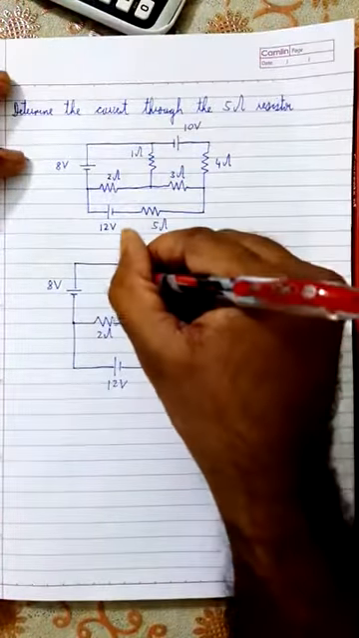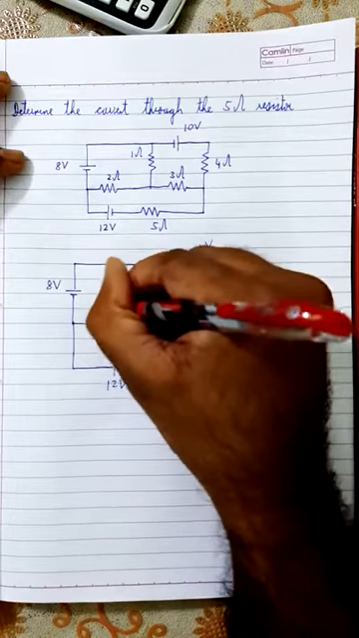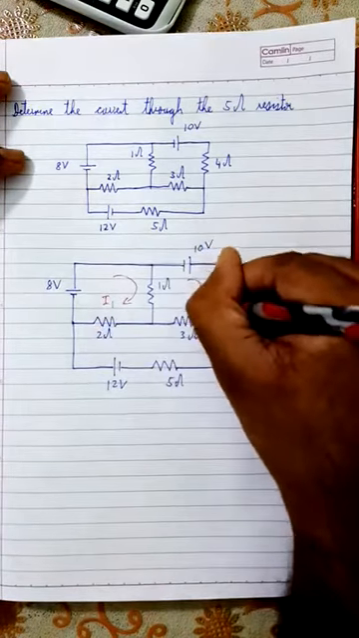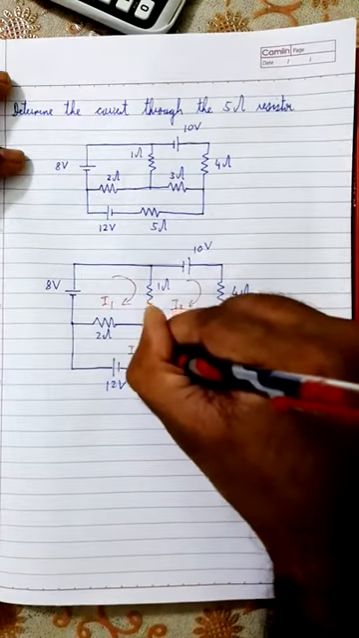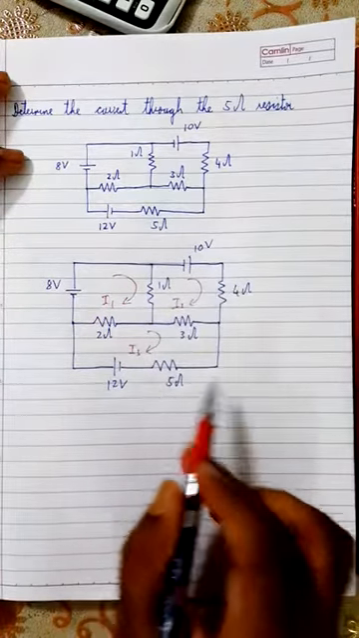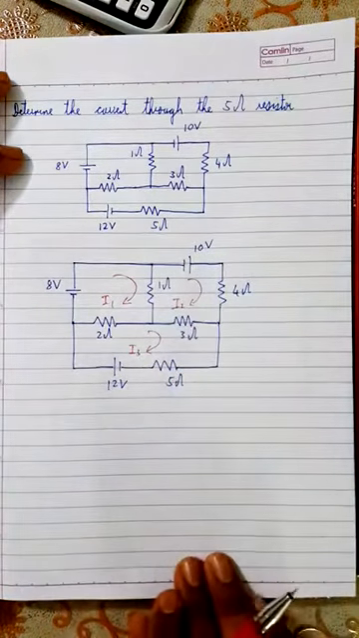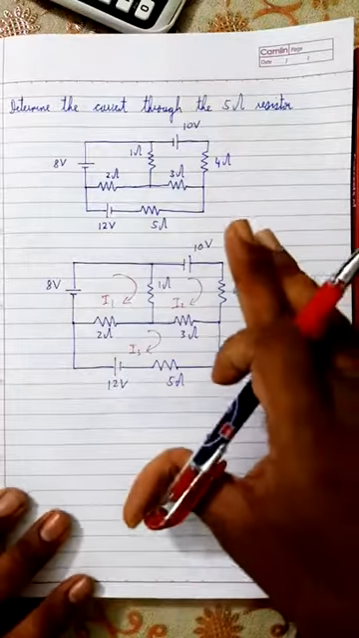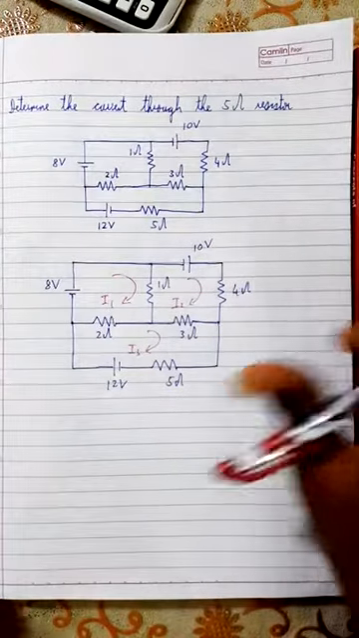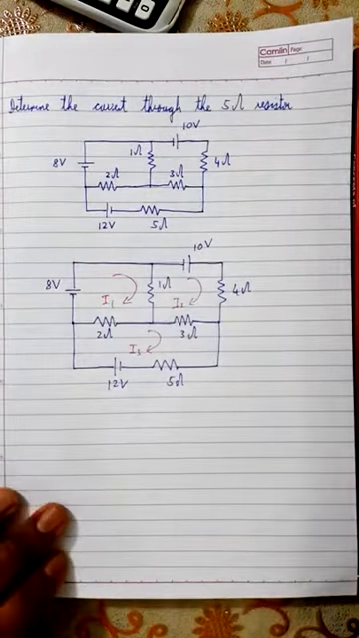So suppose I mark this as I1, this as I2 and this as I3, then the current flowing through this 5 ohm resistor is I3. So that means the question is I3 itself, finding I3. That's the question over here. All right, so let's do this question.